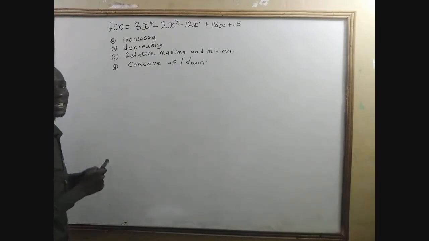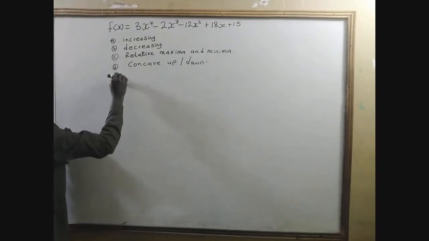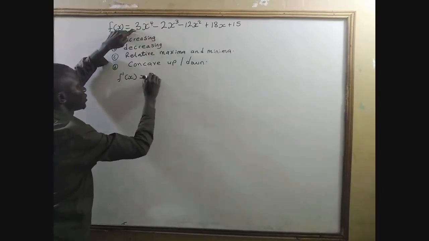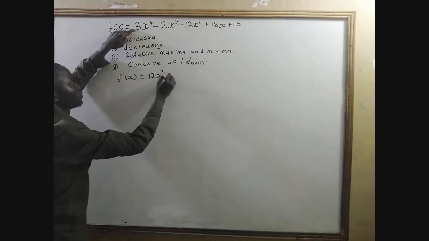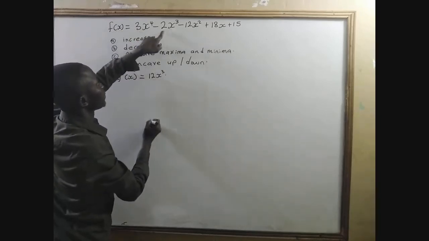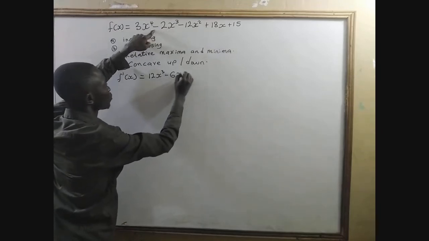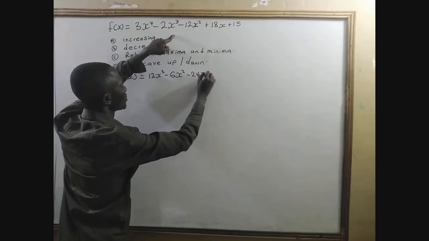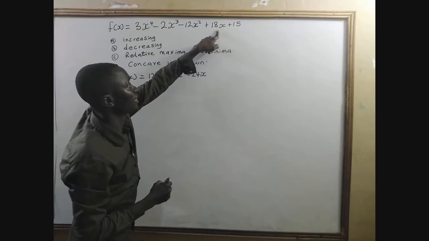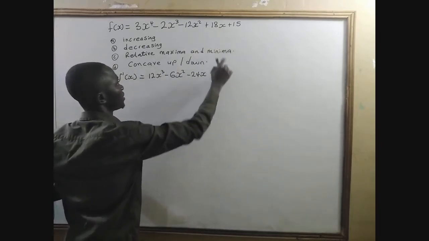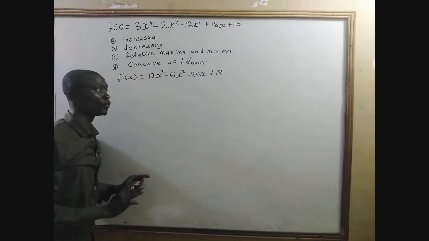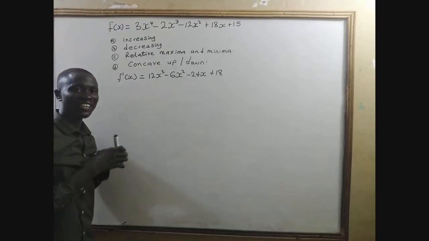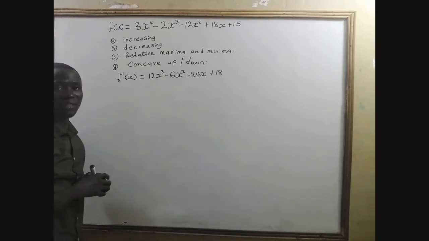For the function, let us find the first derivative. F prime of x equals 4 times 3, 12x cubed, 3 times 2, minus 6x squared, 2 times 12, minus 24x, and if you differentiate 18x, you get plus 18. The derivative of a constant is 0. Now, you find the first derivative. Now, let us find the critical points of the first derivative.